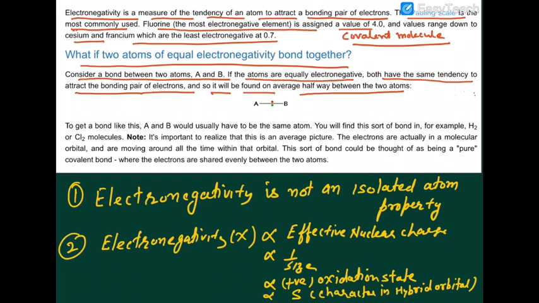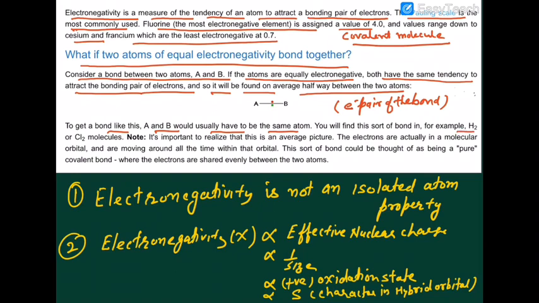Otherwise, what will happen? The electron pair of the covalent bond will move slightly closer towards the more electronegative atom. I am repeating once more. So, to get a bond like that, A and B should have the same value. That could be called a pure covalent bond.